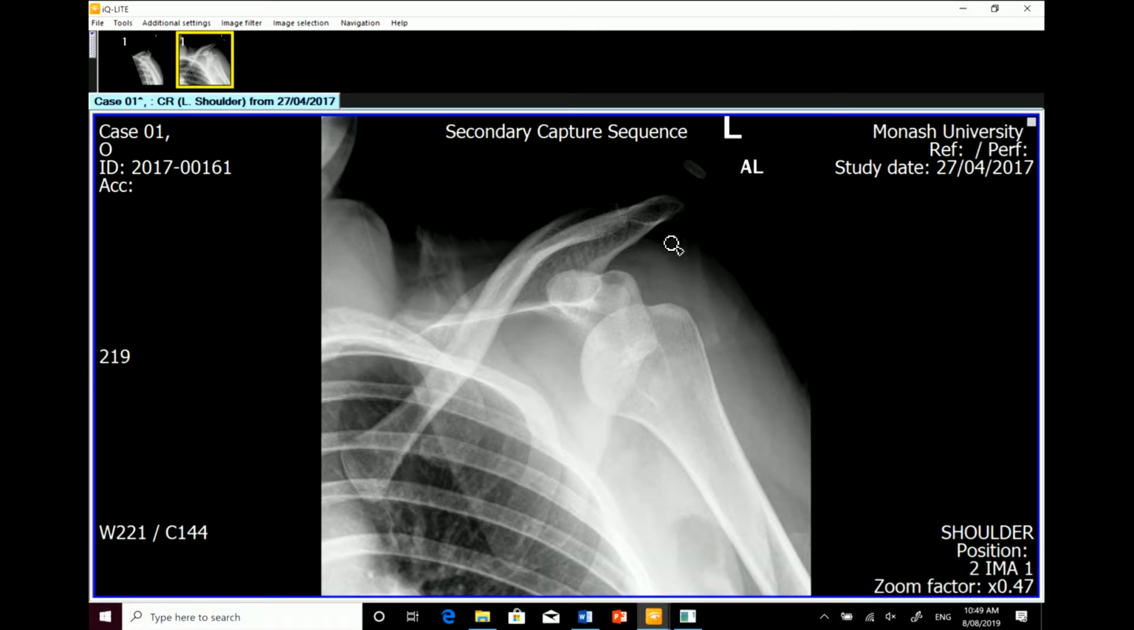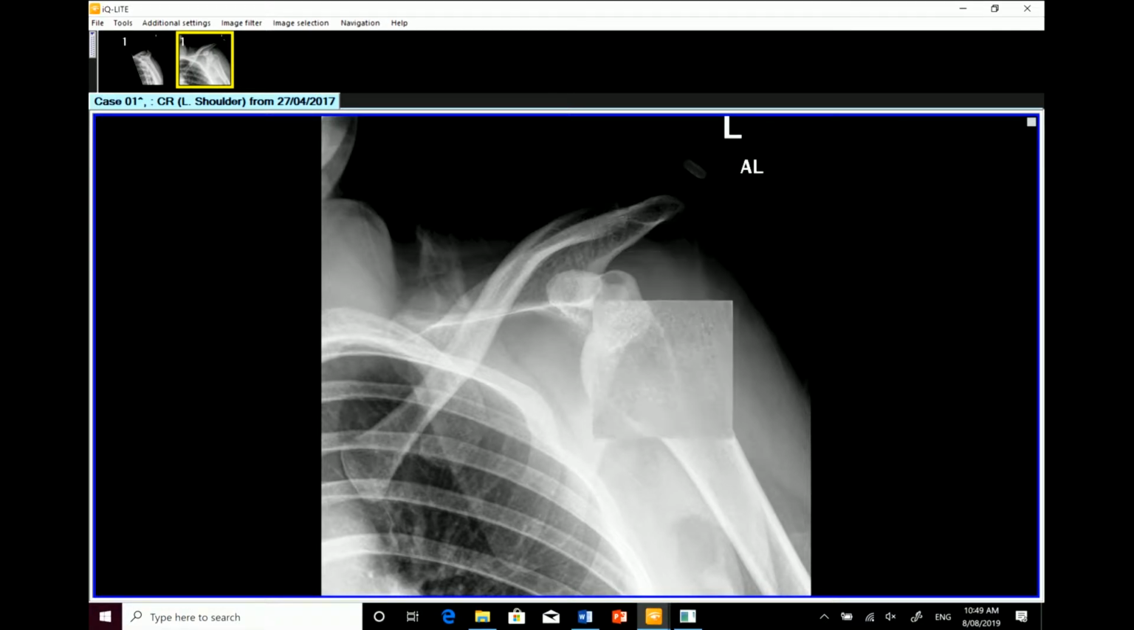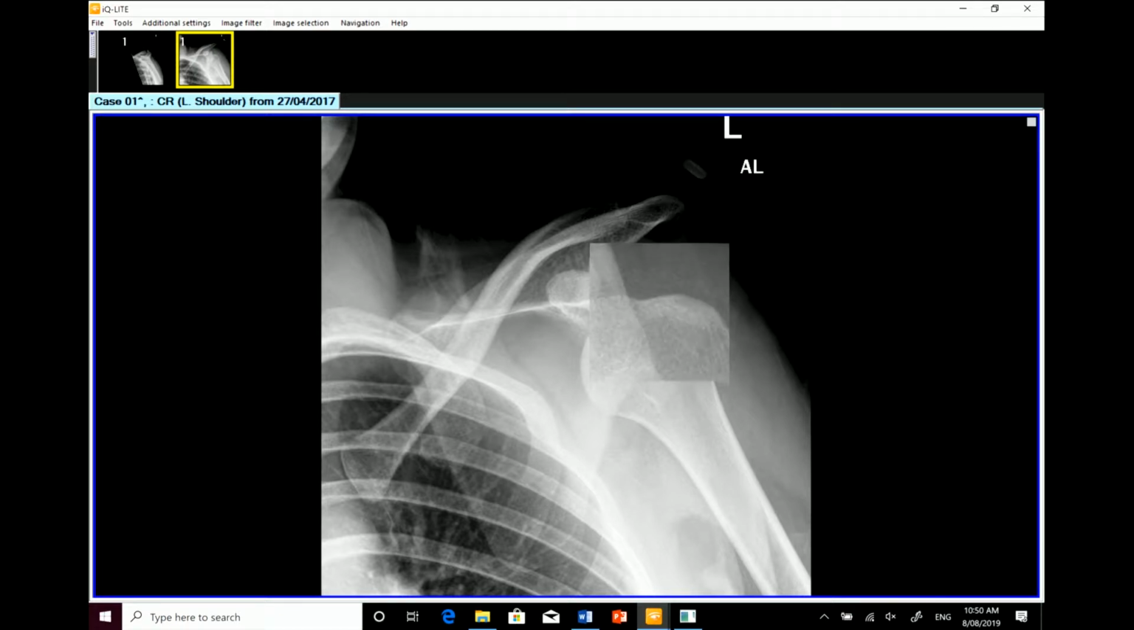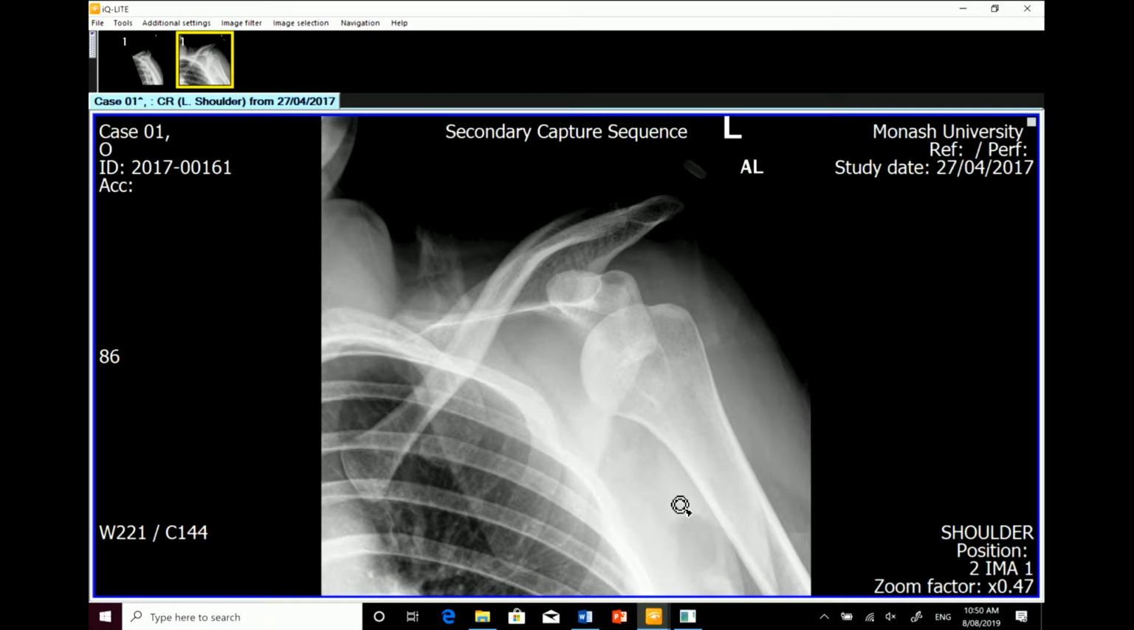First thing that you will notice is that the humeral head is lying inferiorly. It's not within our glenohumeral joint, and it's also lying more medially. The other important thing to note is that there is an indentation on the posterior lateral corner of the humeral head. So this is visible on the AP view.